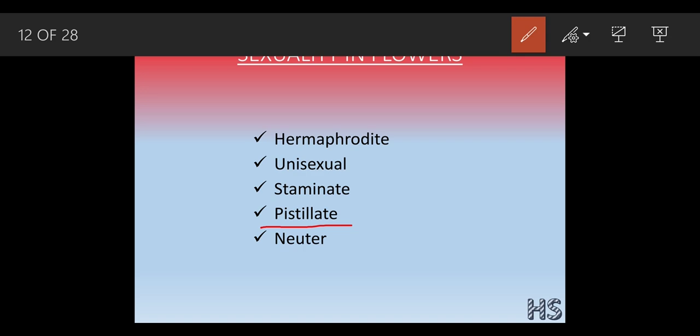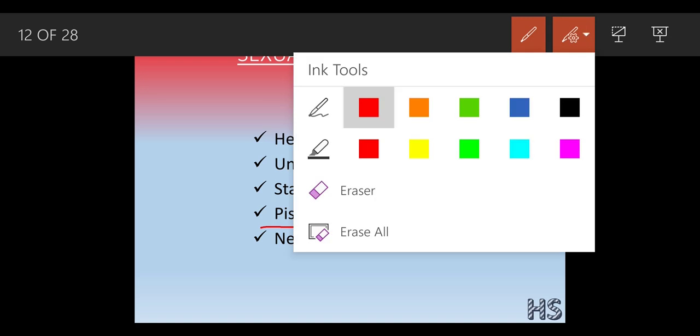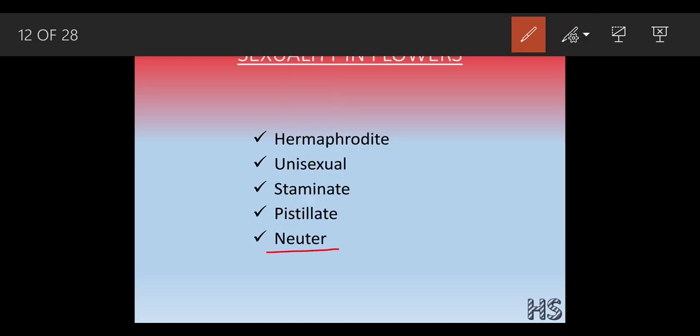Now moving to the next part, that is the neuter flower. As I already said, we humans can be male or female, but unlike humans, flowers can be male, female, or both male and female, and at the same time they can be neuter also. Neuter flowers are those flowers in which male and female parts are both lacking.